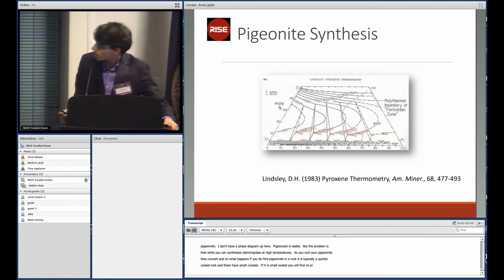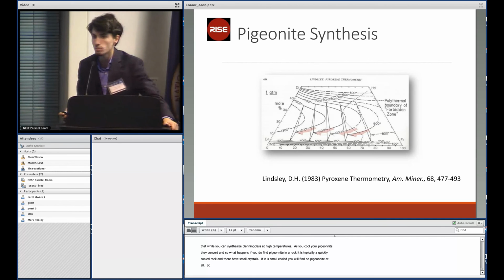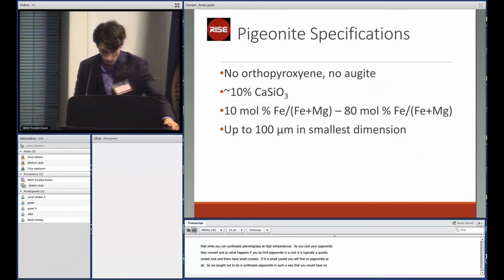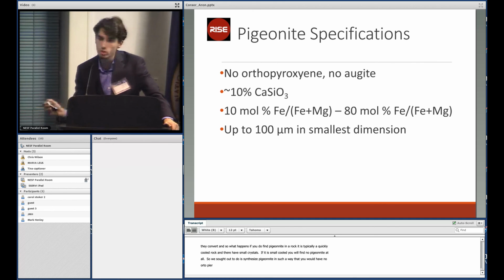And so what we set out to do is synthesize pigeonite in such a way that you'd have no orthopyroxene, no augite, but that you'd have large crystals of pigeonite up to, again, 100 microns in smallest dimension, and with a range of iron-magnesium contents from around 10 mole percent iron to around 80 mole percent iron as compared to iron plus magnesium.